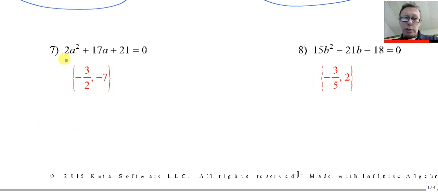Okay, for this one, let's see if I can factor something out. I cannot factor a 2 out. I cannot factor an a out, so I have to live with this. Perhaps you want to use the quadratic formula. I prefer to use factoring if I can because it's quicker. And so let's see if we can.